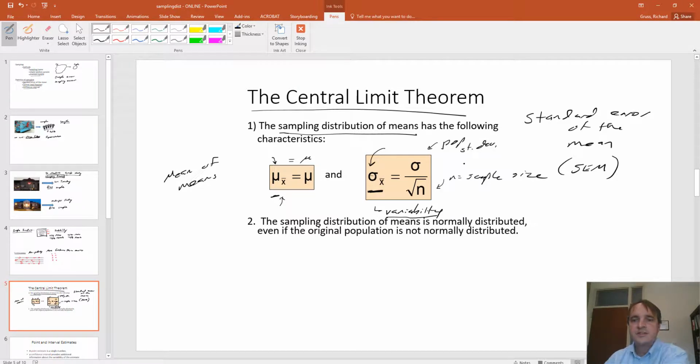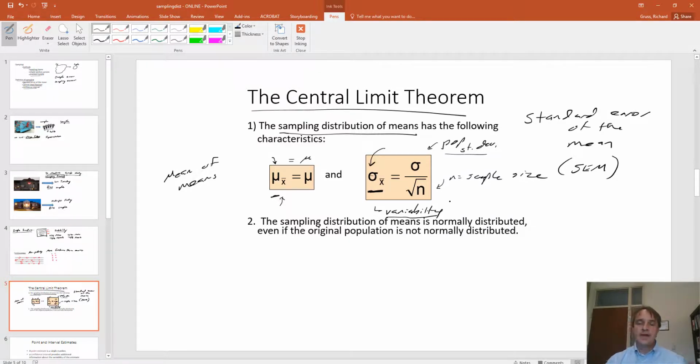So it depends on how much variability. The variability across samples is going to increase if you have a lot of variability in your original population. Second, the variability across samples is going to go down if you have larger sample sizes.